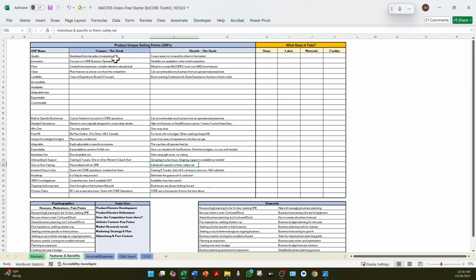Think of it as the steak. The sizzle, the benefit, is when it gets presented. What does it look like? The smell of the steak. So that's feature benefit selling. We're going to come back to this in just a second.